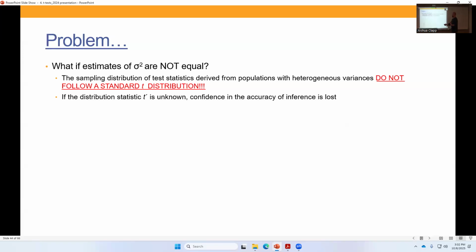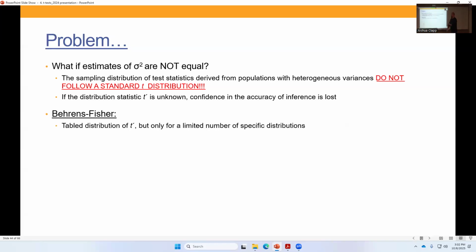Okay. And so when we have unequal variances, what we have is a new distribution, we'll call it t prime. Okay. And because we don't know what the distribution of t prime is, it starts to reduce our confidence in the accuracy of our results. Okay.